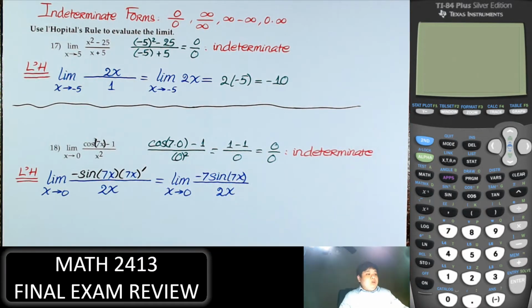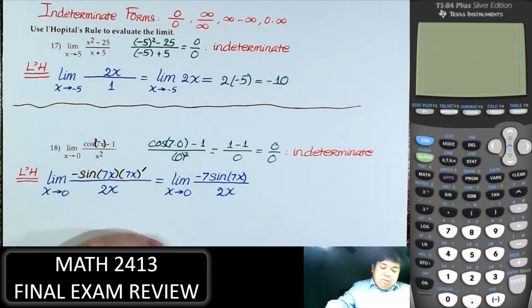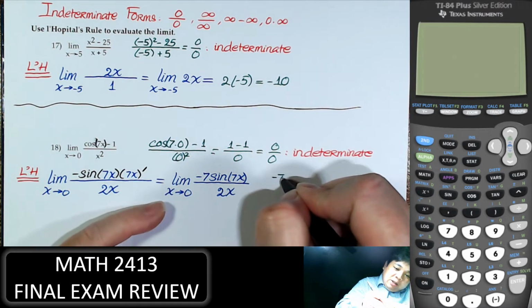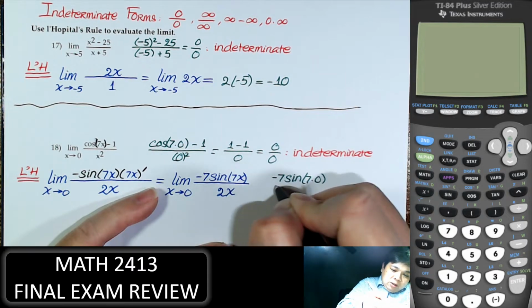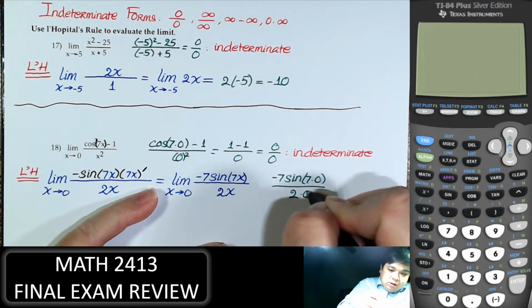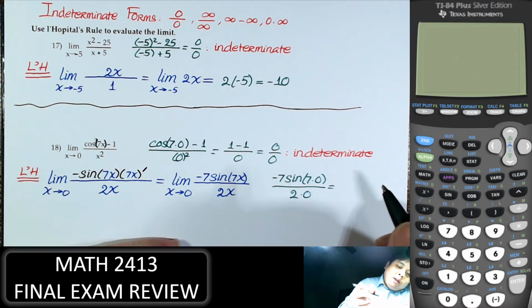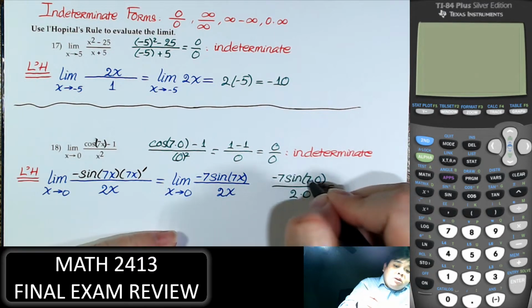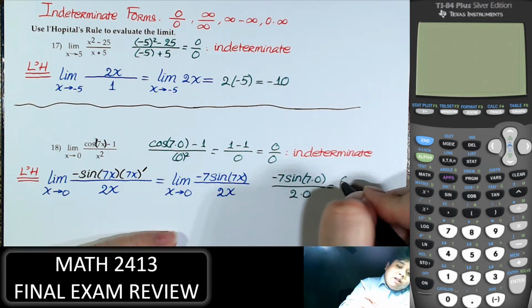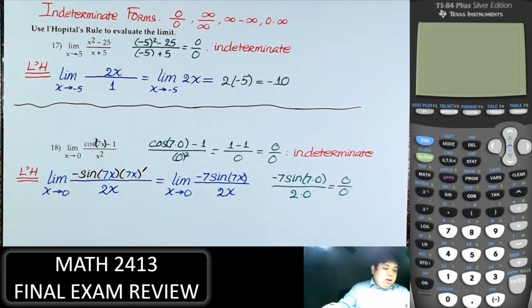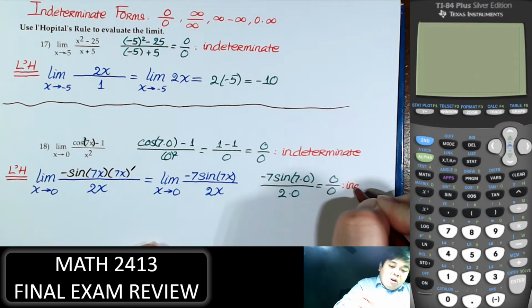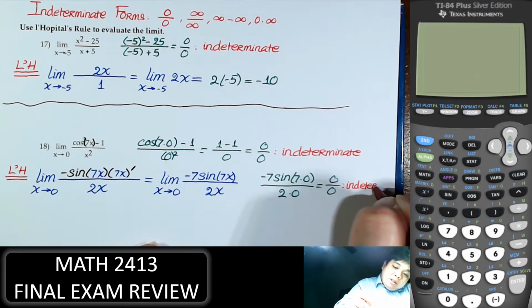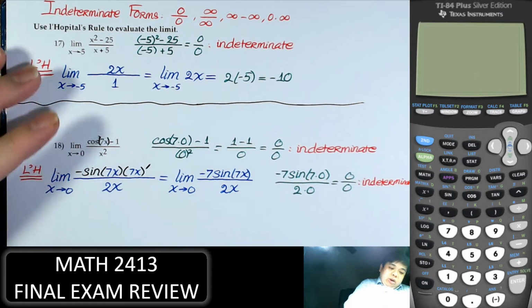Alright, now put in 0 again, see what happens. -7 sine of 7 times 0 over 2 times 0. Sine of 0 is 0. 0 times -7, so we have 0 over 0. Once again, it is indeterminate. As long as it is indeterminate, we can use L'Hopital's rule.